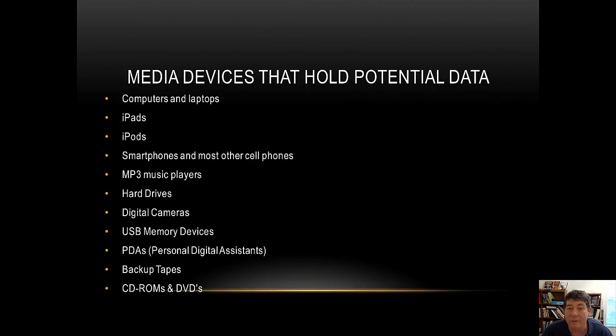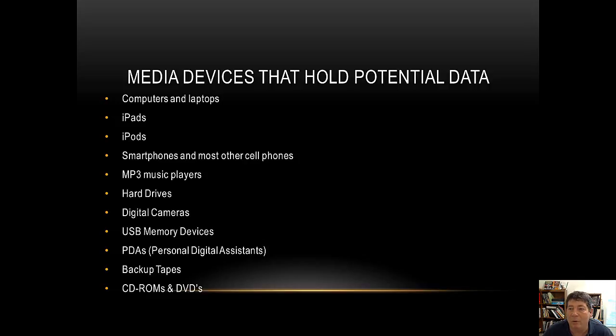There are lots of media devices that hold potential digital data. So let's take a look at the most common items. Obviously, computers and laptops top the list. They potentially hold the largest amount and the most important data for an investigation. That's because these are commonly used by many people for many tasks. iPads and Android tablets, any kind of a tablet is going to have a lot of data on it. iPods, not so much anymore, but iPods and any kind of MP3 is going to have a lot of data. People think that MP3s only hold audio data, but you can use them just like any flash drive, plug them in, and directly copy files to them.